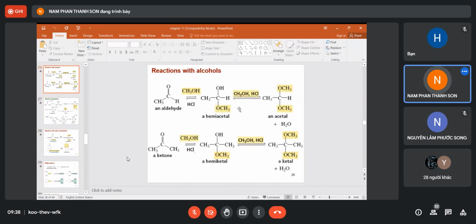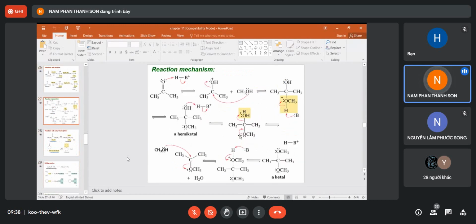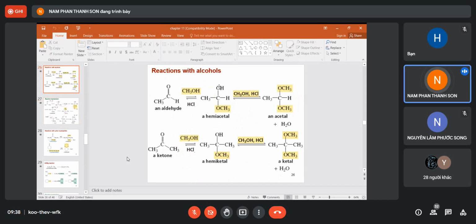And one more. After we have the product, this is a product here. If we use acid catalyst, one proton will combine with this OH, and we remove one water molecule. This carbon becomes positive, and the second molecule of alcohol, I mean another methanol molecule, will attack this carbon. So if we use excess alcohol, eventually we have C with 2 O. And this is a reversible reaction.